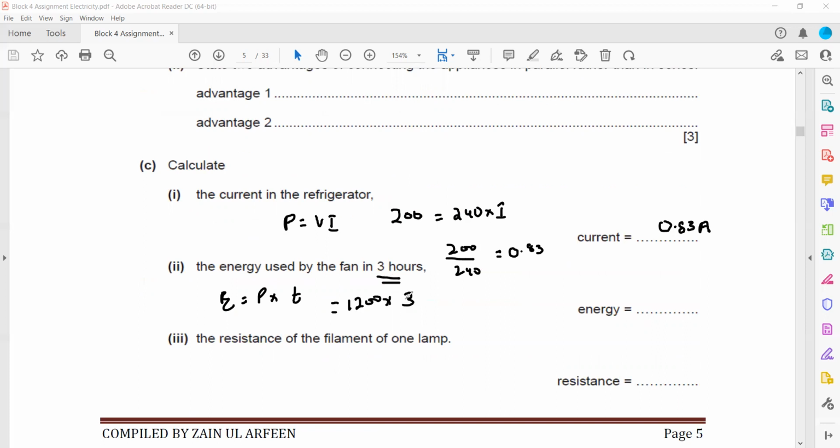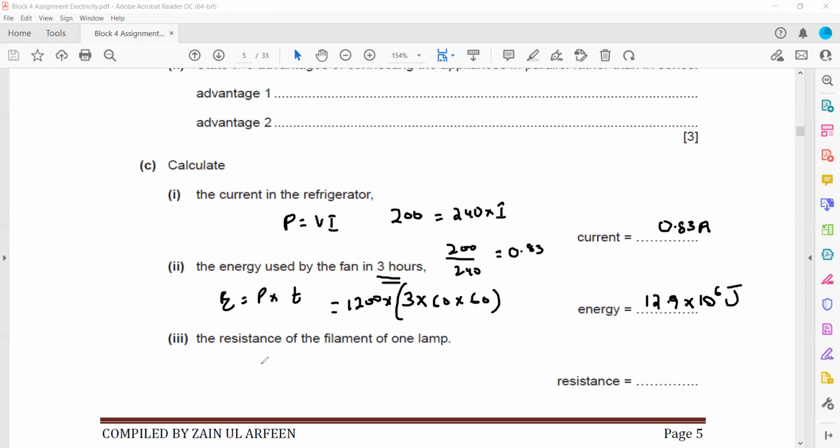multiplied by time, which is 3 hours. But time should always be in seconds, so we have to convert these 3 hours into seconds. So it will be 3 multiplied by 60, which converts into minutes, and then further multiplied by 60, which converts into seconds. So 3 multiplied by 60 multiplied by 60 is 10,800, and times 1200, so it will be 12.9 into 10 to the power 6 joules. That's the total energy consumed in 3 hours.